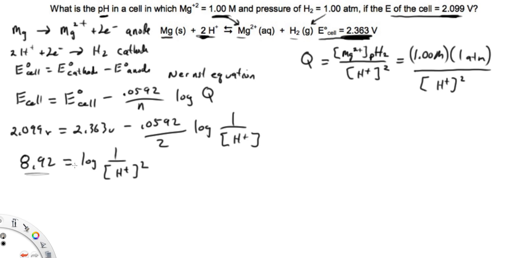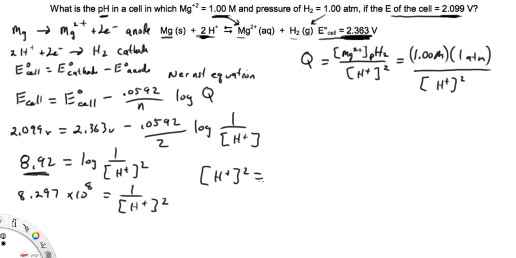All right, so then when we take the inverse log of both sides, we get 8.297 times 10 to the 8th. So I'm taking that as my inverse log, and that's going to equal 1 over hydrogen squared. So again, 10 to the 8.92 power equals 8.297 times 10 to the 8th. And then I do the same for the right side to get rid of that log. Okay, so then hydrogen squared is equal, again, to my reciprocal, which is going to be 1.21 times 10 to the minus 9th.